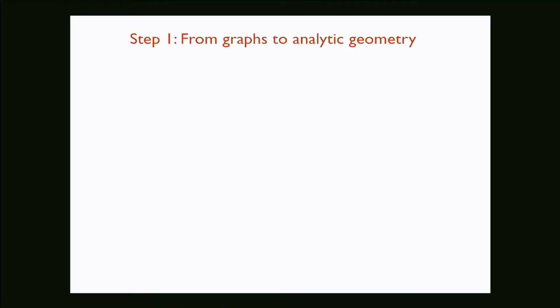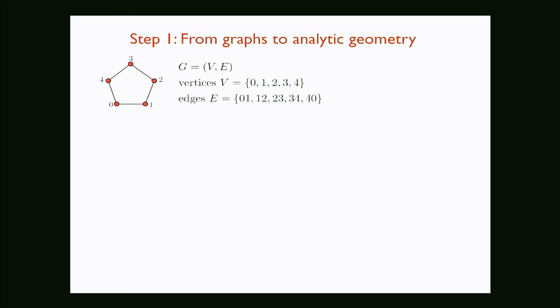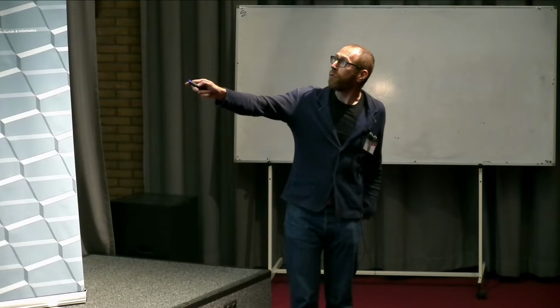Okay, so how does this work? Let's introduce the theta number. In step 1, we go from the graph to analytic geometry, so we go from graphs to linear algebra. Here in this example, I show you a graph on 5 vertices. The vertices are indexed 0, 1, 2, 3, 4, and we have edges between 0 and 1, 1 and 2, 2 and 3, 3 and 4, and 4 and 0.